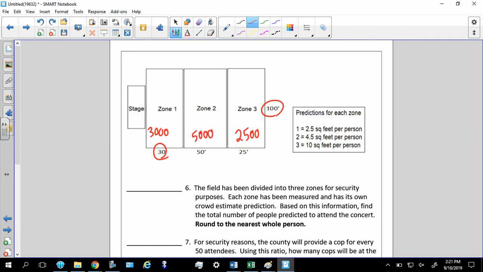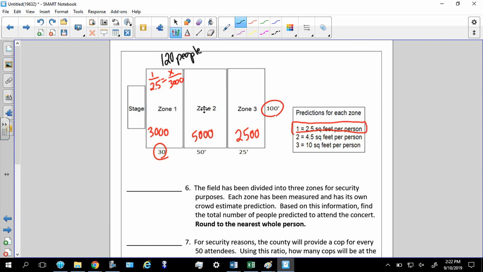And then I'm going to create a proportion. And the proportion says for zone 1, 2.5 square feet per person. So I'm going to go 1 over 2.5 is equal to x over 3,000. Cross multiply and solve. I can fit 120 people in zone 1.